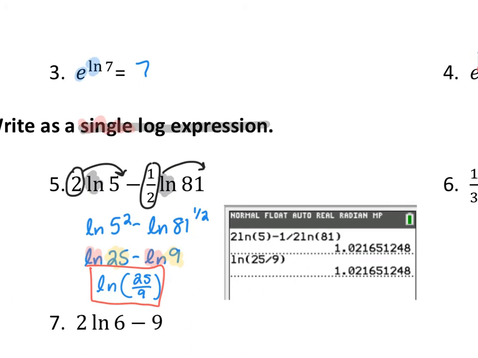And sometimes when you do these things, they just feel so random. So I pulled up a calculator screen here. You can see that when I take my original problem, 2 natural log 5 minus 1/2 ln 81, I get my answer of 1.02165. And when I do the natural log of 25 over 9 over here in the calculator, you can see that you truly do get the same thing. So there's no magic involved. These properties are valid, and they truly do give us two equivalent expressions.